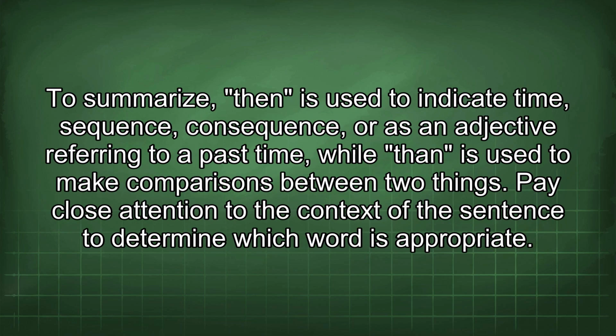Furthermore, if it doesn't rain, then we will go for a hike uses then to introduce the consequence of not raining. To summarize, then is used to indicate time, sequence, consequence, or as an adjective referring to past time, while than is used to make comparisons between two things. Pay close attention to the context of the sentence to determine which word is appropriate.